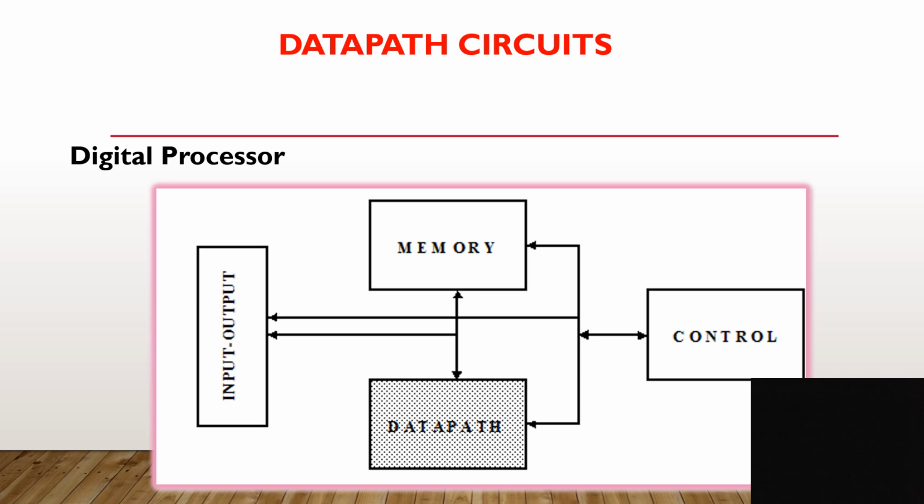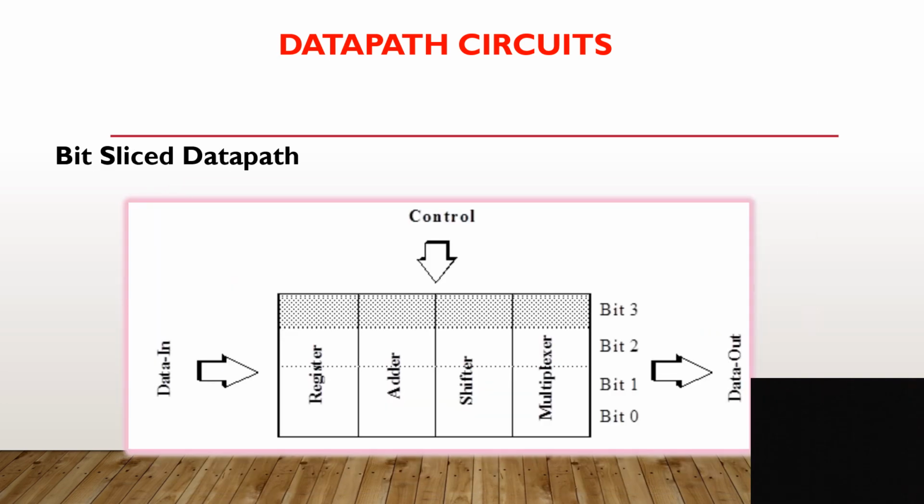Out of all the modules, the most important module is the adder, because by using the adder, we can design any module. For example, a multiplier is nothing but repeated addition, so it also requires the adder. Next is the data path unit, which consists of register, adder, shifter, and multiplexer.